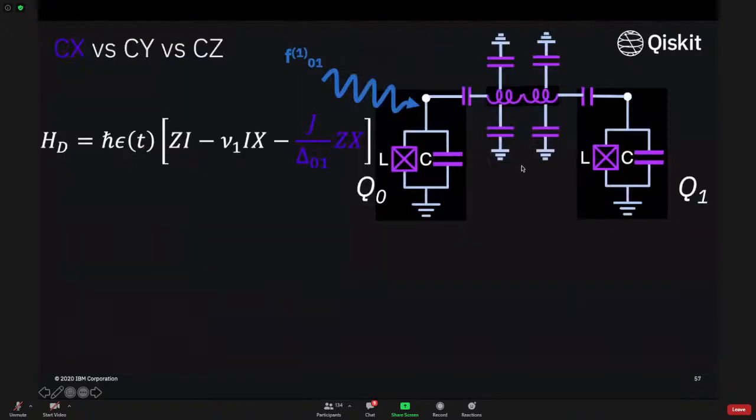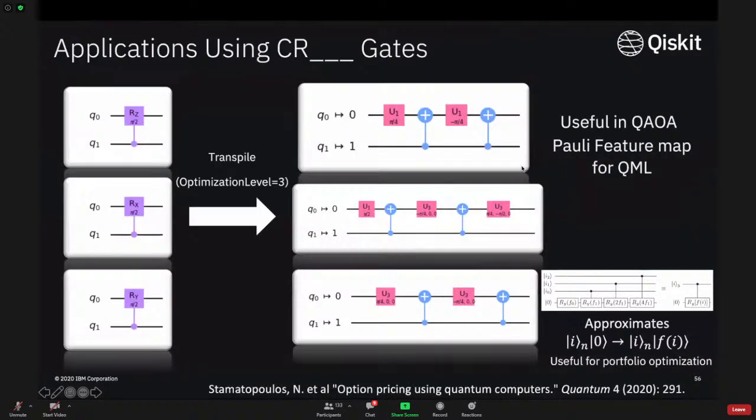This isn't the only thing that you can do. You can actually do it for some other things. So here I just mentioned this CRX type gate. You can also do it for CRZ or a CRY. The CRZ is useful particularly in QAOA, also useful for Pauli feature maps and quantum machine learning. And then the CRY is useful for some sort of portfolio optimization type things.